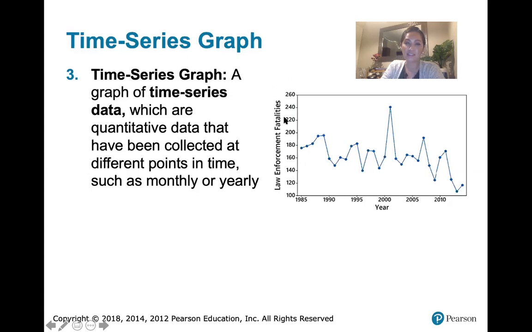Now, I'm not sure where this data came from. I don't know what the source is. I don't know what the units are. Ideally, that would be 180 people and not 180,000 people or something like that, even though 180 people is way too much. But this is a graph of law enforcement fatalities versus the year on this chart here. And if you look at this trend, according to this data set, it looks like the law enforcement fatalities have been decreasing over time. That's what this graph is telling us.